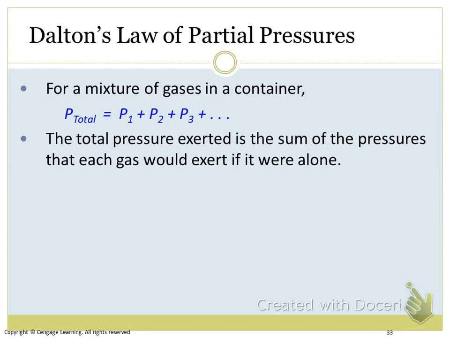It could go for as many gases as we have mixed together. If there's just 2, it's just P1 plus P2. If there's 17, it goes all the way up. It's just an addition of those partial pressures to give us a total pressure.